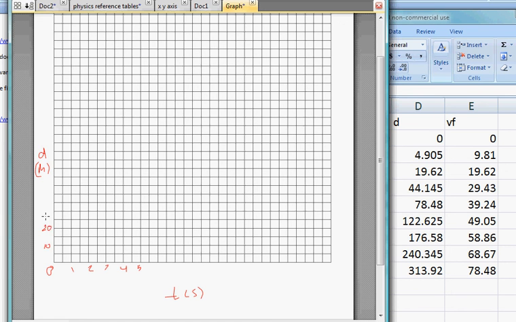20, 30, 40, 50. Okay, I don't think I'm going to. Well, we'll go up to 60, 60, 70, 80, 90. Okay, that's good. Now, we start off, this is our distance versus time graph.